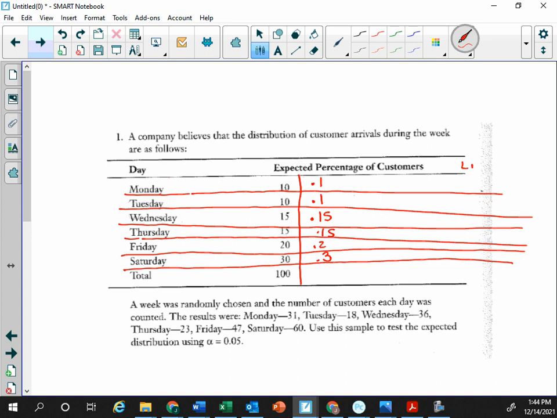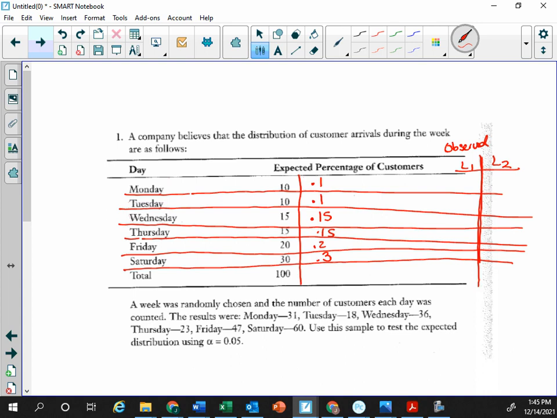And then I'm going to make a couple of lists over here. These are the lists that would go in my calculator. So list 1 is going to be our observed. This is what we actually collected when we chose the random week to watch customers and when they came. So guys, observed, how many people actually came on Monday? 31. Yeah, what we put in the observed is the actual data of who came when.